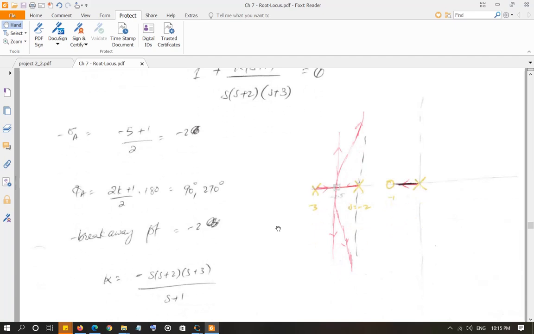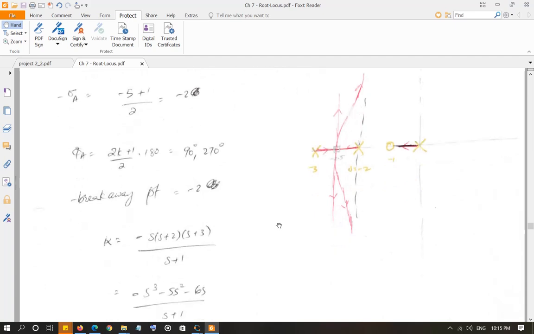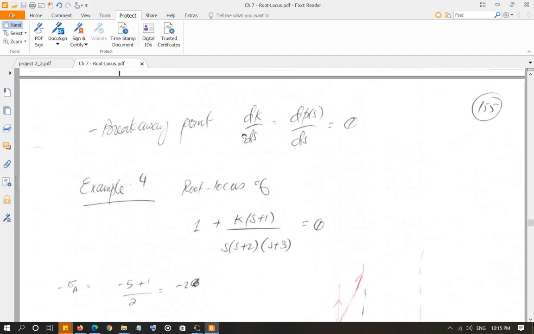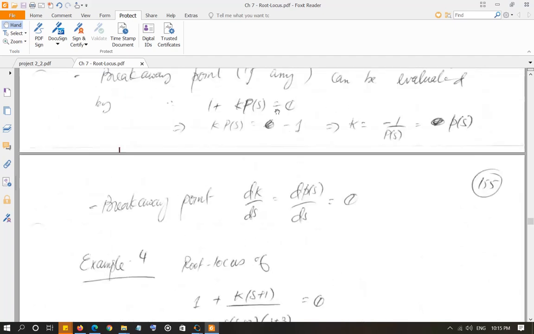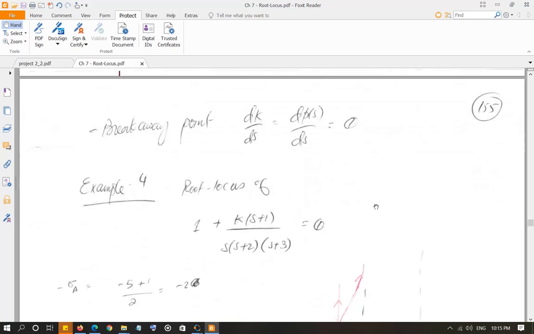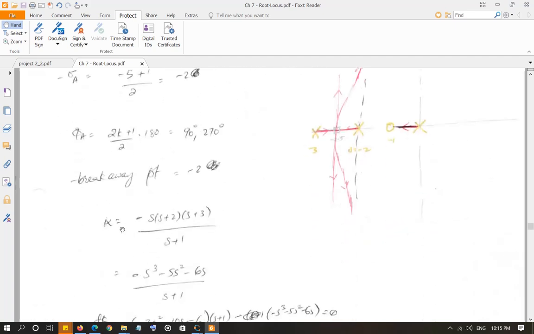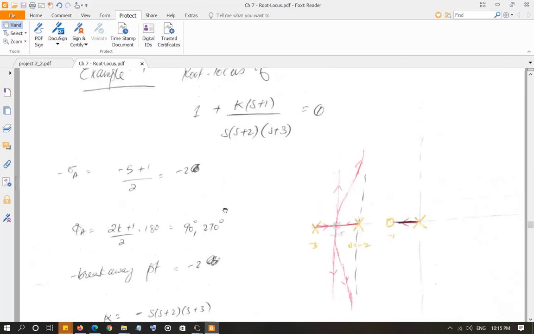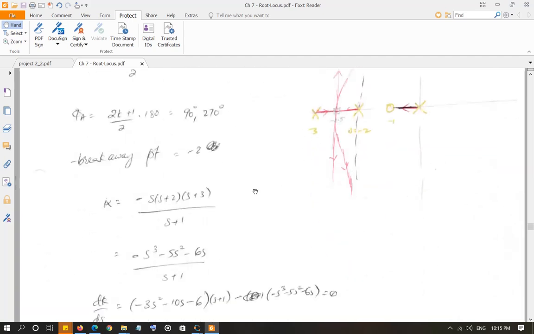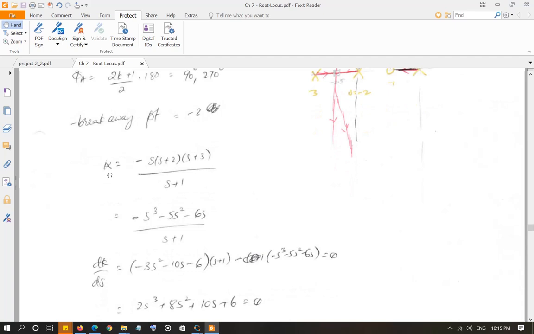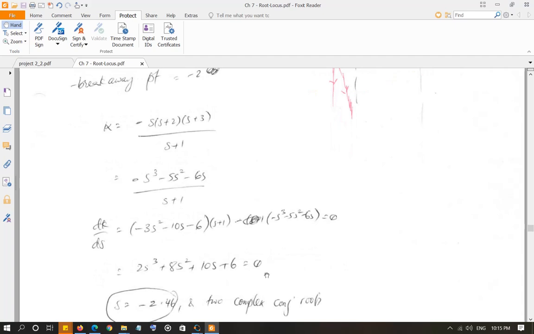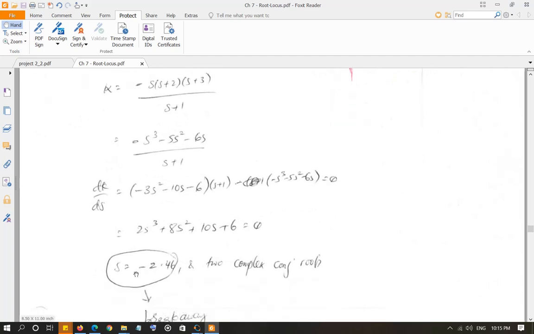So the next step is going to be to find the breakaway point. And to find the breakaway point, as we discussed here, dK over ds equals 0, and K is equal to -1 over P(s). And remember, this is our P(s), (s plus 1) over s (s plus 2)(s plus 3). So K is equal to -1 over P(s), which is negative of denominator over numerator. And we differentiate this K with respect to s. We get this. We equate it with 0. And then we're going to get 3 roots, of course, a cubic equation, cubic polynomial.